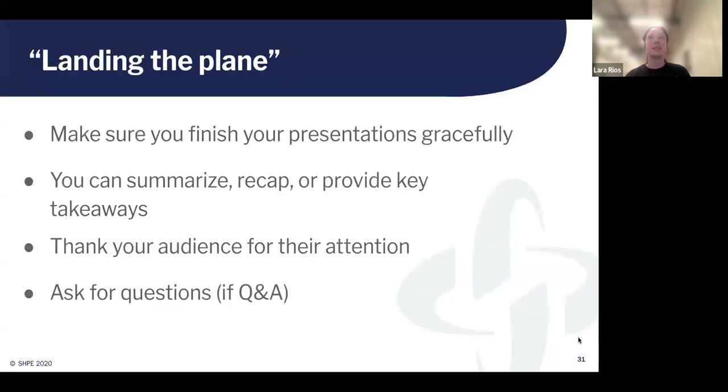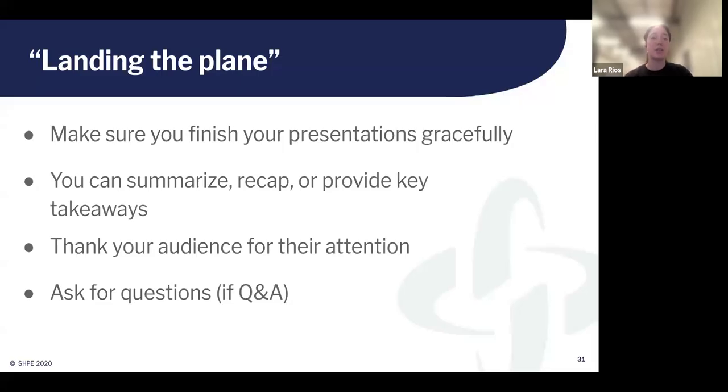Okay, landing the plane. Make sure you finish your presentations gracefully. You can summarize, recap, or provide key takeaways, and then always thank the audience for their attention and ask for questions. If a Q&A is allowed, sometimes they'll say you have 8 minutes to present, 2 minutes for a Q&A, and you'll just have that last slide be Q&A.